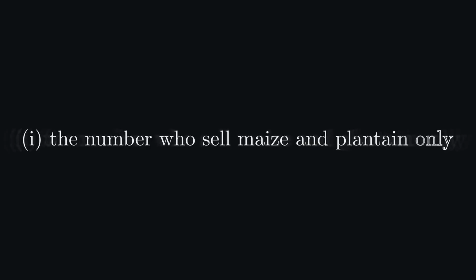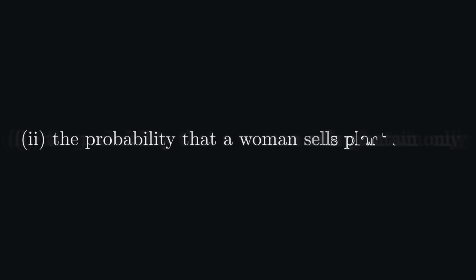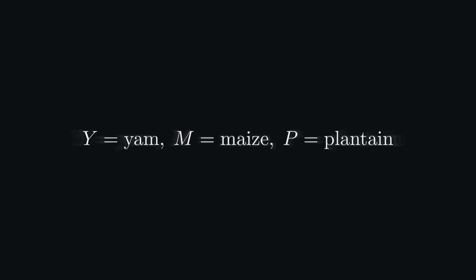Now, let's find the answers to the following questions. First, we need to determine how many sell maize and plantain only. Next, we'll find the probability that a woman sells plantain only. Let's start by defining our sets. We define Y as yam, M as maize, and P as plantain.